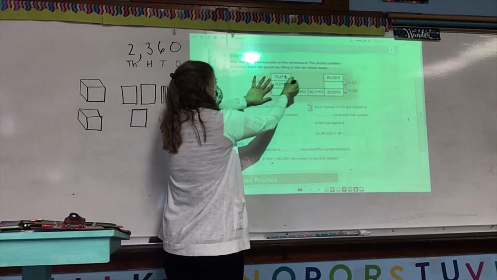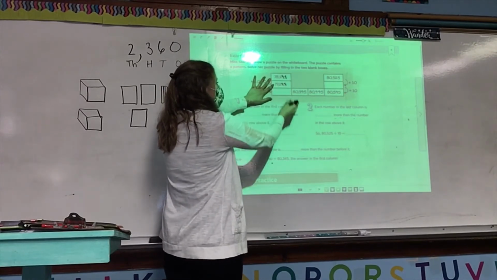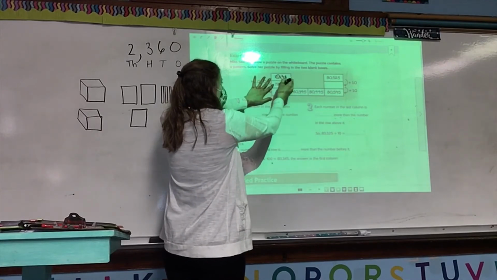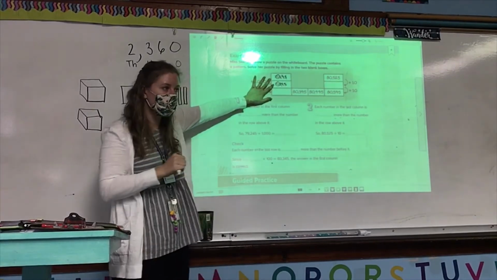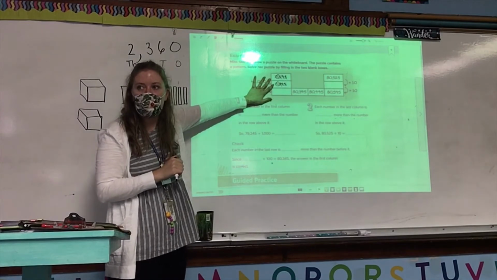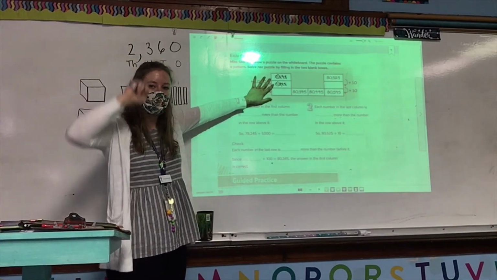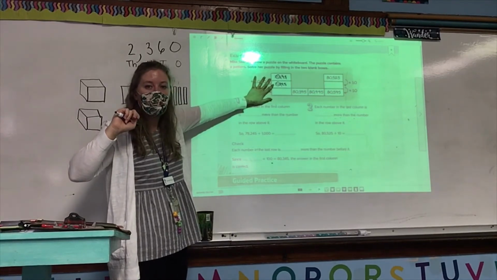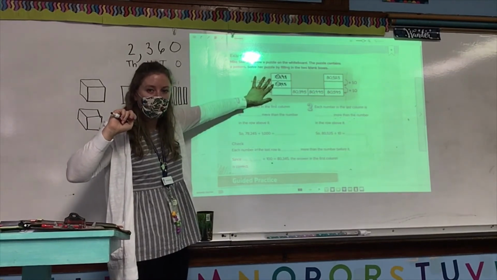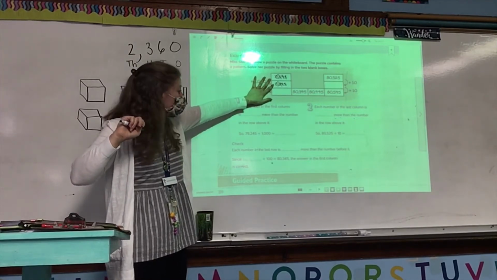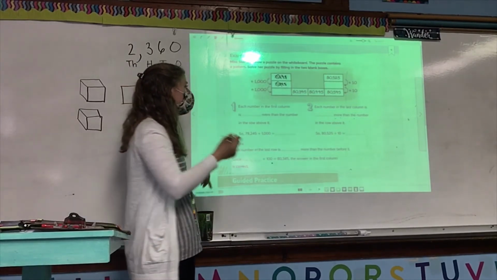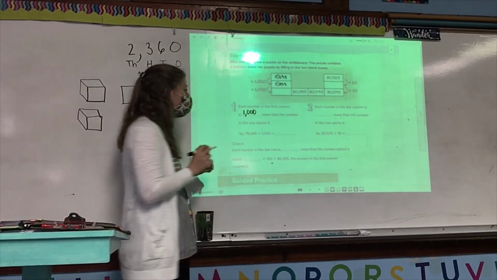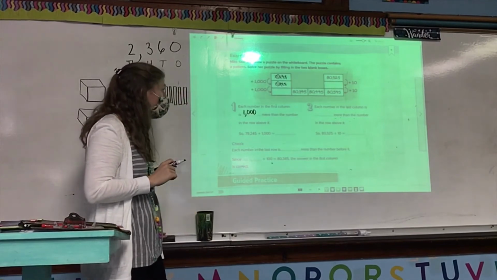It didn't change in the ones place. It didn't change in the tens place. It didn't change in the hundreds place. It changed in the thousands place. It changed by how many thousands? By 1,000. So that means each number in the first column is 1,000 more than the number in the row above it.